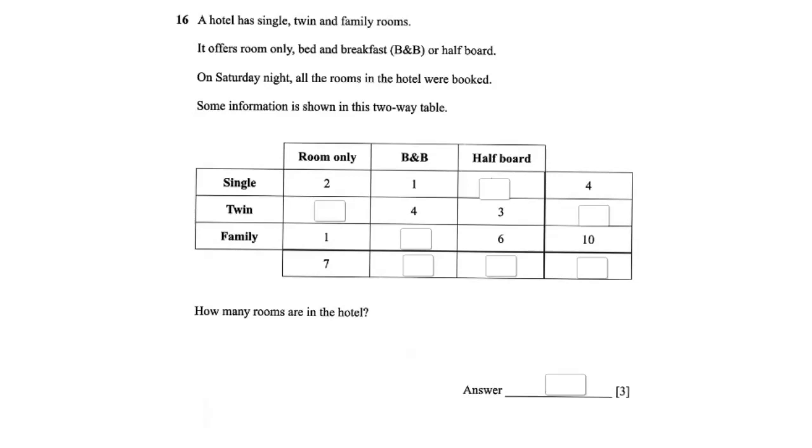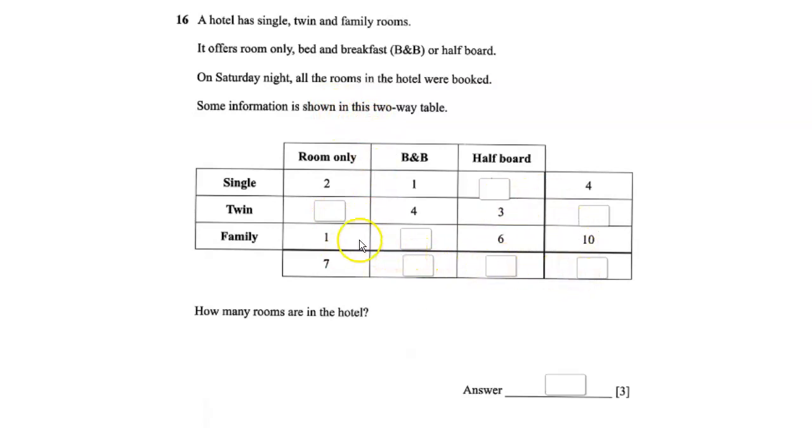So question 16 is a two-way table. It says a hotel has single, twin and family rooms. It offers room only, bed and breakfast or half board. On Saturday night, all the rooms in the hotel were booked. Some information is shown in this two-way table, so we have missing values in this table here.